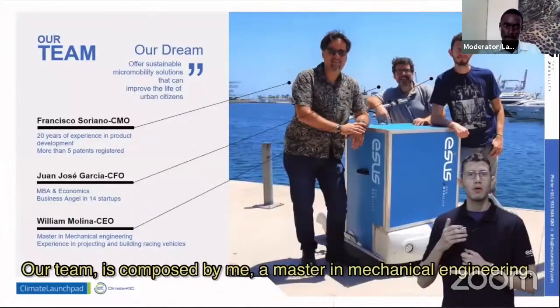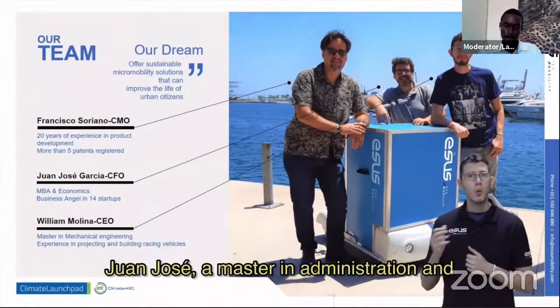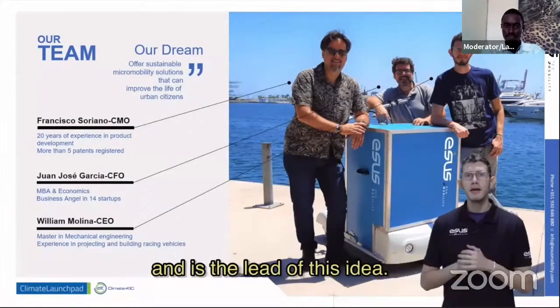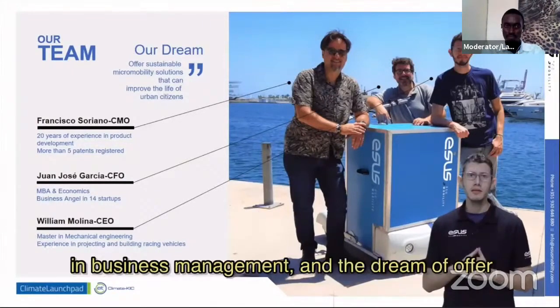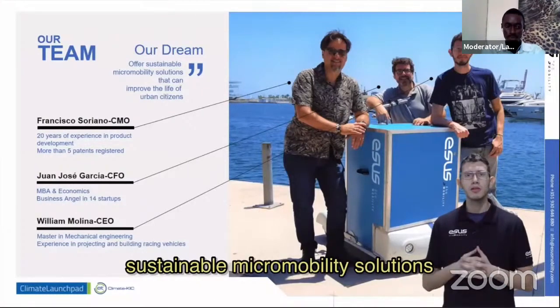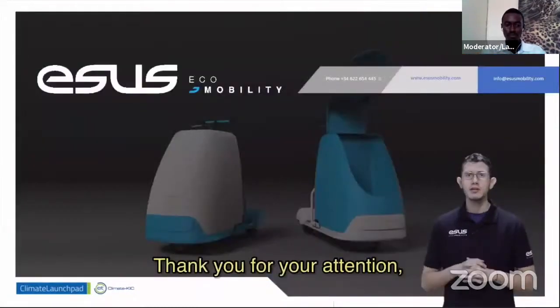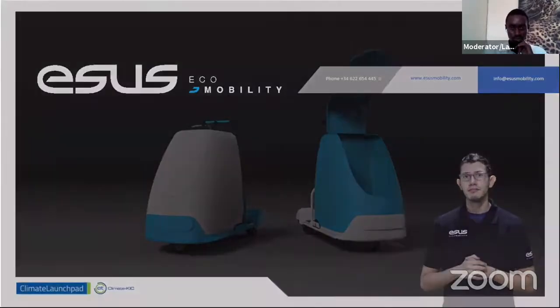Our team is composed of me, a Master in Mechanical Engineering, Juan José, a Master in Administration, and Francisco Soriano, who has more than 5 patents in his name and is the lead of this idea. Together, we have more than 40 years of experience in business management and the dream of offering sustainable micromobility solutions that can improve the life of urban citizens. Thank you for your attention, and we are Isus, new ways for new times.